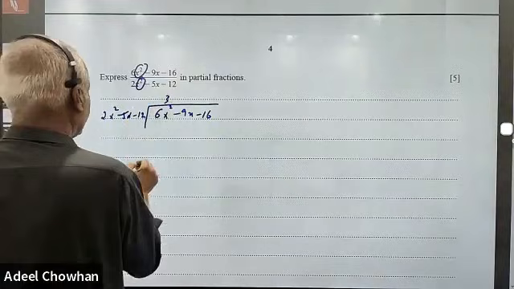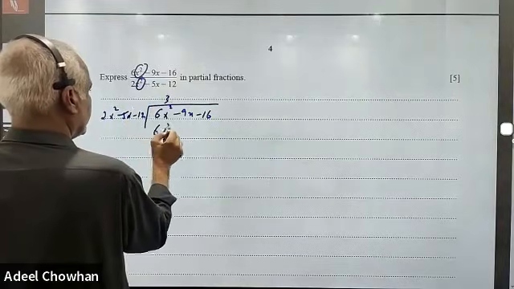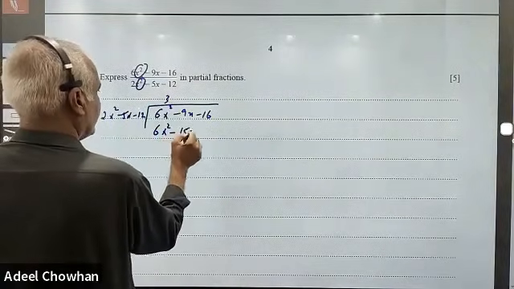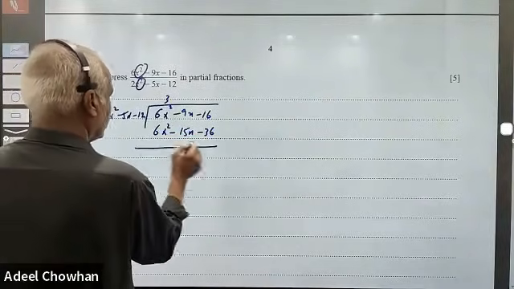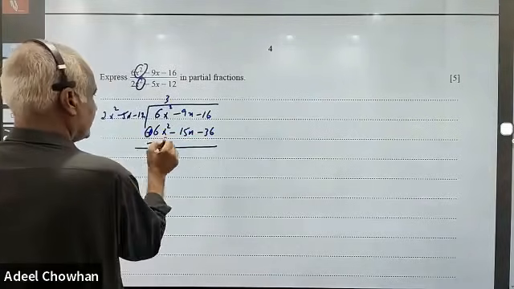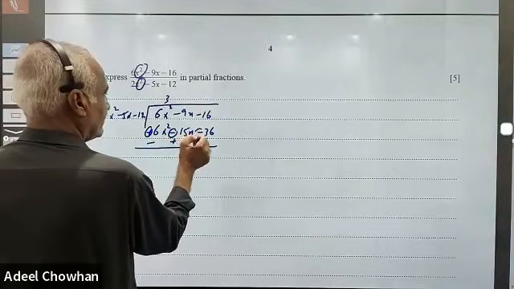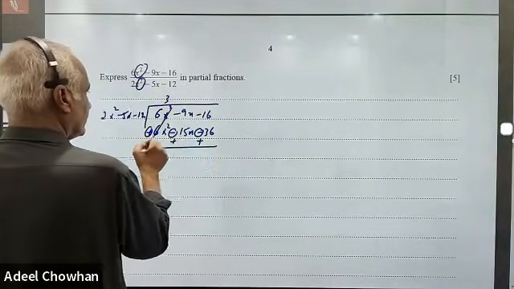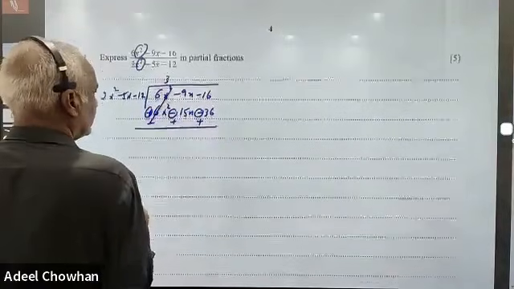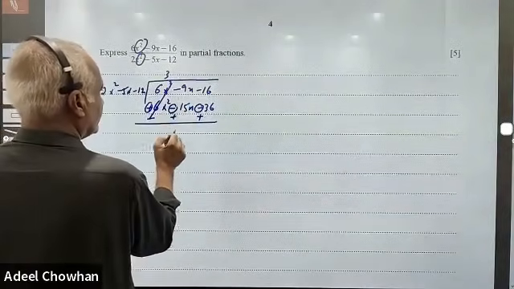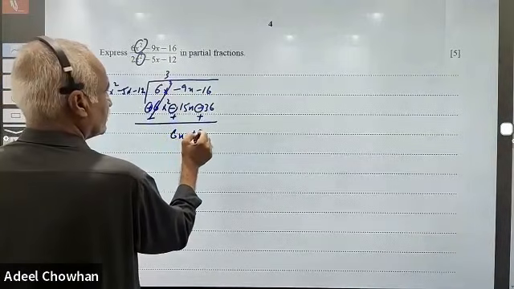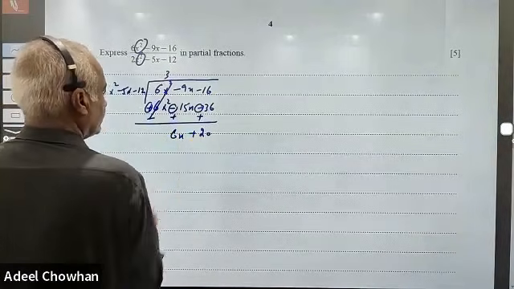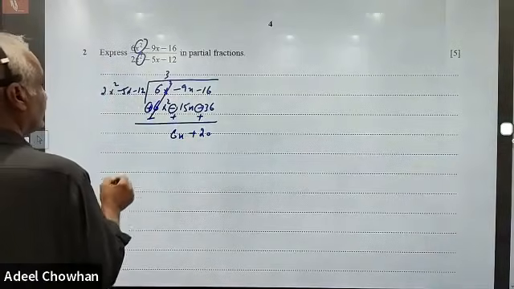So the quotient should be 3, and we multiply to get 6x squared minus 15x minus 36. Positive becomes negative, negative becomes positive, and the x squared terms cancel out. So 15x minus 9x is 6x, and 36 minus 16 is plus 20.